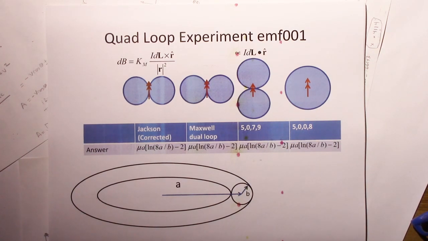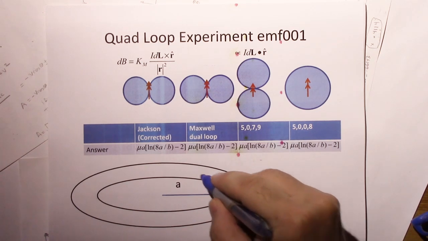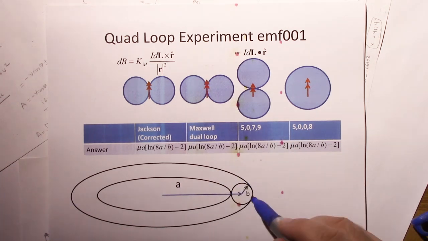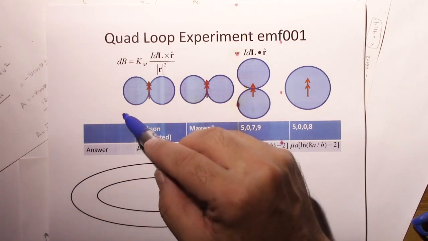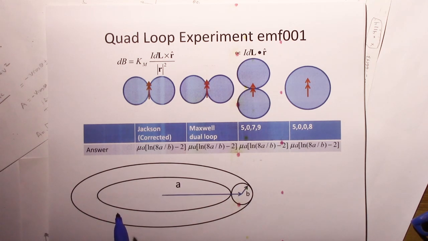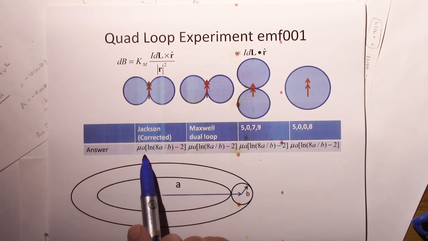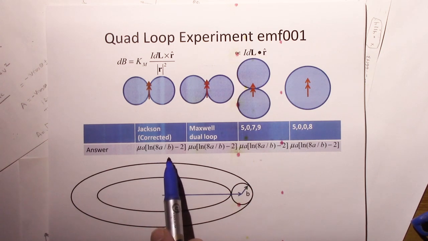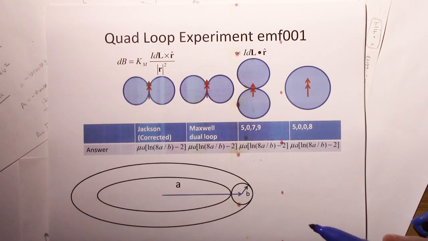In that video set, there is the quad loop experiment. In the quad loop experiment, we take a loop of wire, where the radius of the loop is A and the radius of the wire is B. And we want to compute the inductance of this loop. Well, in Classical Electrodynamics by Jackson, they have an equation. I had to correct it because I had an extra thing in there that's not valid, and so I had to remove that invalid thing. When you fix that, they come up with mu A times the natural log of 8A divided by B, minus 2, and that's the answer they get.